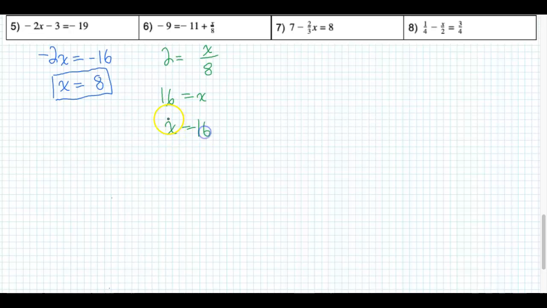Again, I said in the past we didn't have to do that. And I'm just going to check as always. So if I have 16 divided by 8, that's 2. Negative 11 plus 2, we know is negative 8, so that works.